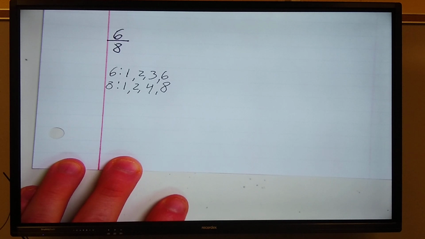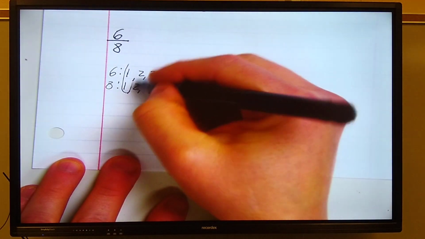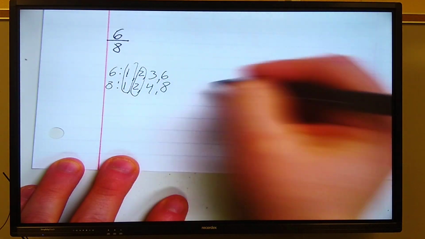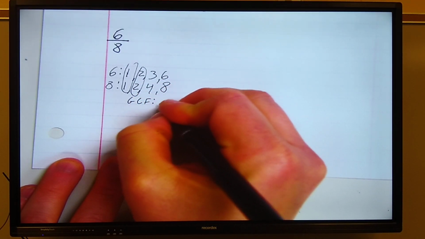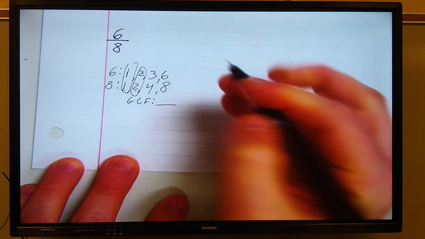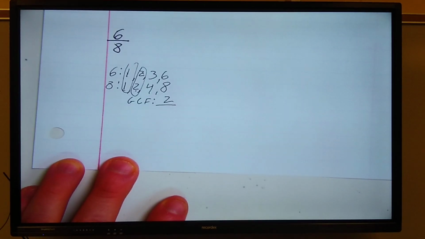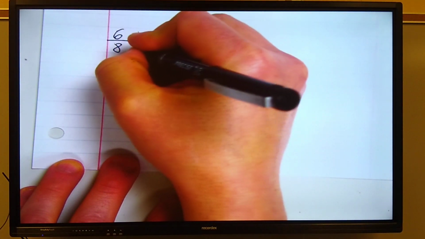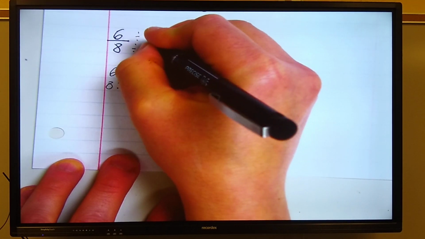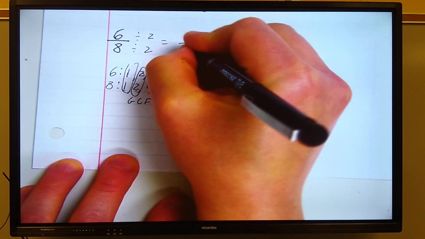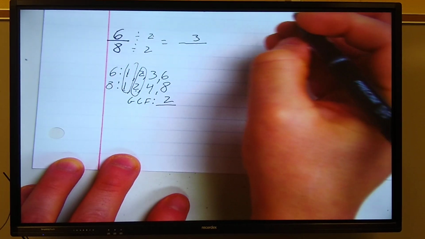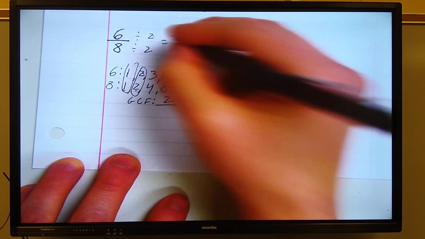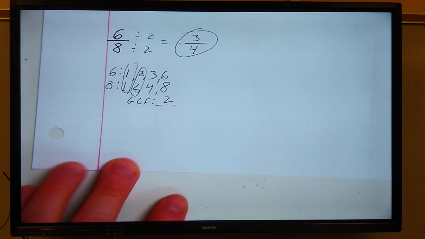Let's see, there is 3 in between 2 and 4, but there's nothing times 3 that equals 8. So I am finished. I must find my common factors. 1, 2, and that's it. My greatest common factor, out of 1 and 2, 2 is the biggest. So 2 is my greatest common factor. And I must divide 6 and 8 by 2. 6 divided by 2 is 3. 8 divided by 2 is 4. The answer is 3/4.